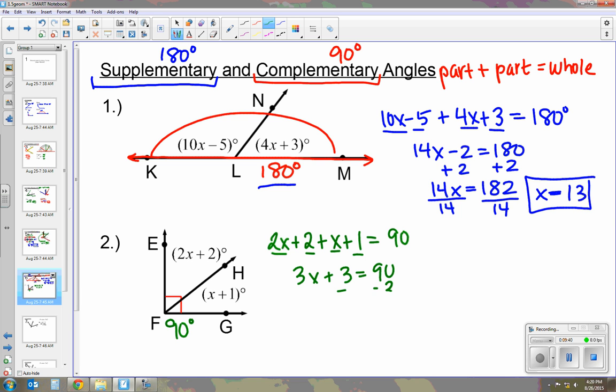Subtract our 3. 3x equals 87. Divide by our 3, and x will equal 29. All right, so that's supplementary and complementary.